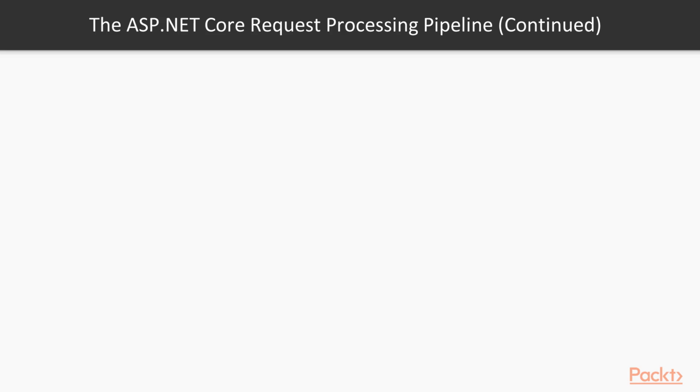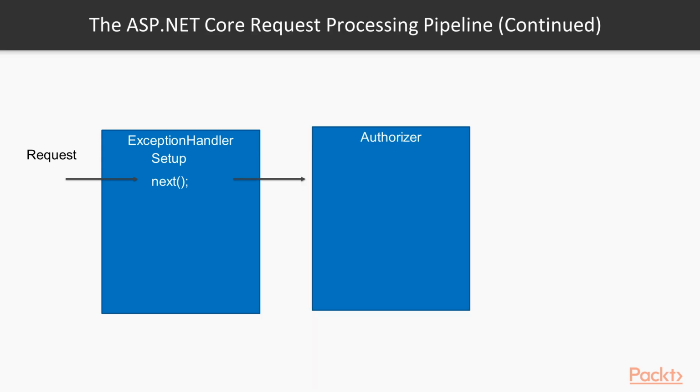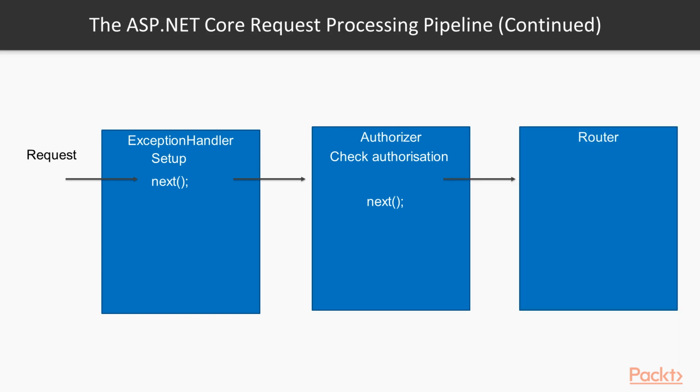In this slide, let's examine the middleware a bit more. First, let's say that we have an incoming request, which will be passed to the first middleware, which could be an exception handler. This will set up the exception handling and then pass along the control to the next piece of middleware, which could be an authorizer, which will check for proper authorization. If the request doesn't have proper authorization, then it could return with an error message or redirect to the login page. Otherwise, the authorizer will pass the control to the next middleware, called the router.